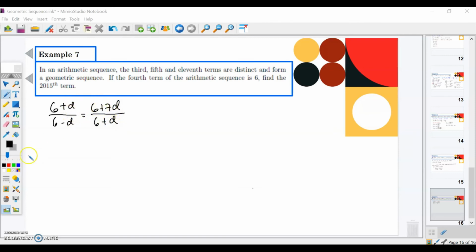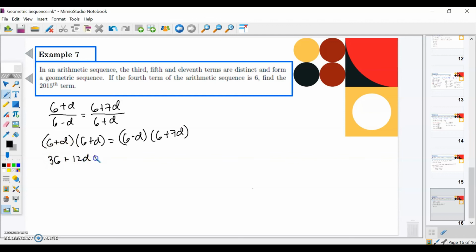So we cross multiply, then we will have 6 plus d multiplied to the quantity 6 plus d. This is equal to 6 minus d multiplied to the quantity 6 plus 7d. We can rewrite this as the square of a binomial 6 plus d. So if you're going to expand this one, this is just equal to 36 plus 12d plus d squared, which is equal to, if you're going to use the FOIL method, in simplifying this expression here, we will have 36 plus 36d minus 7d squared. Simplifying now this equation, we can cancel 36.